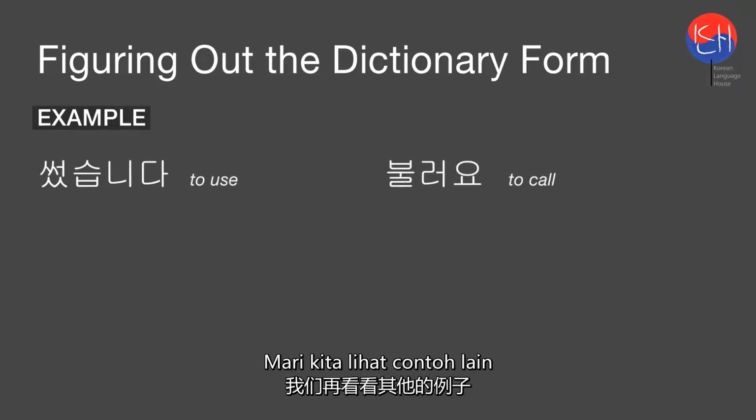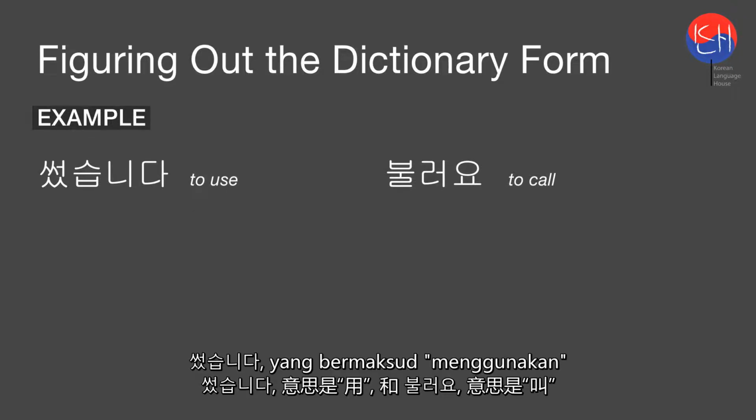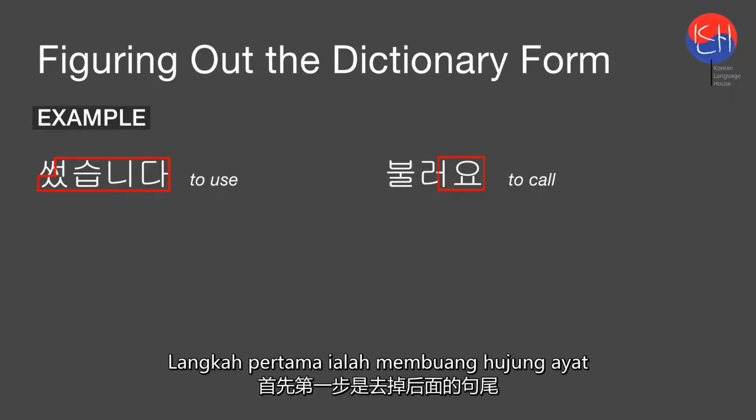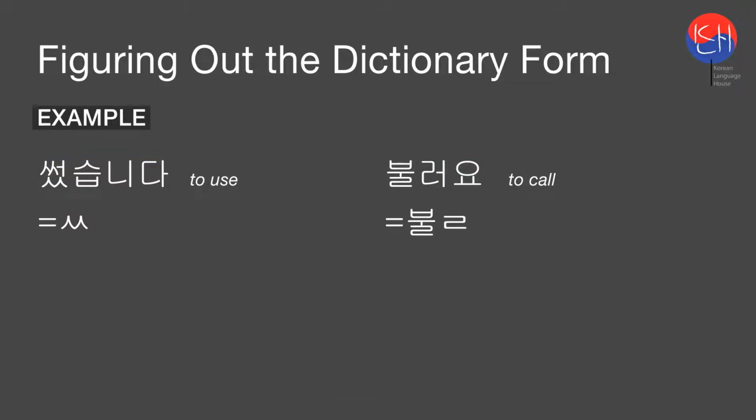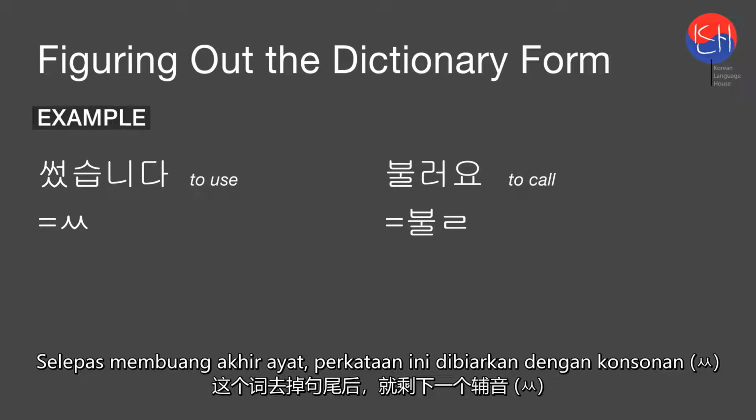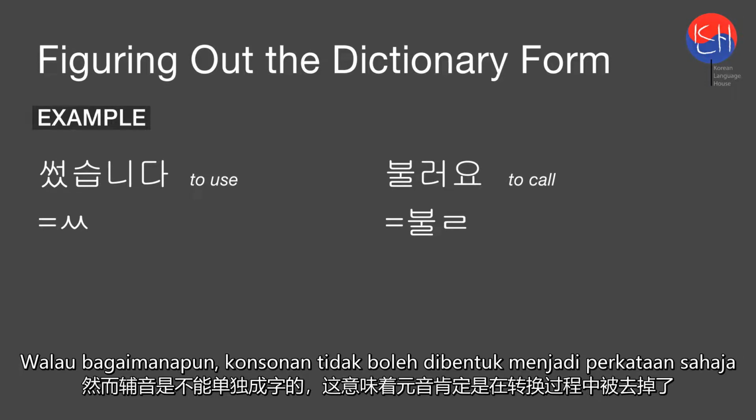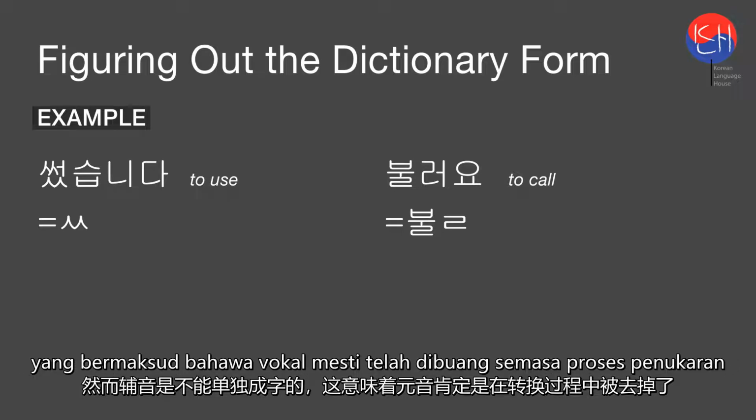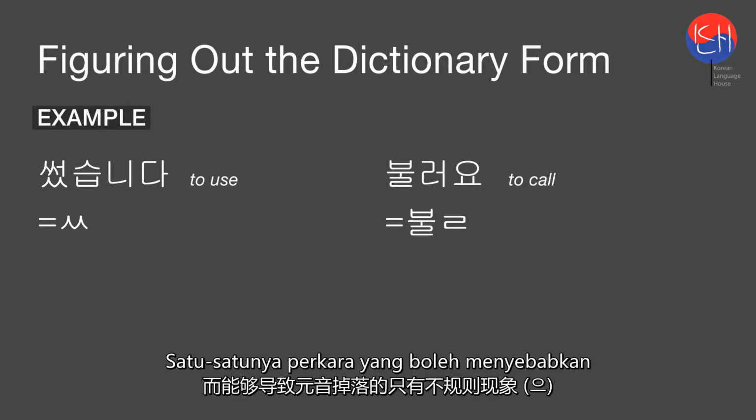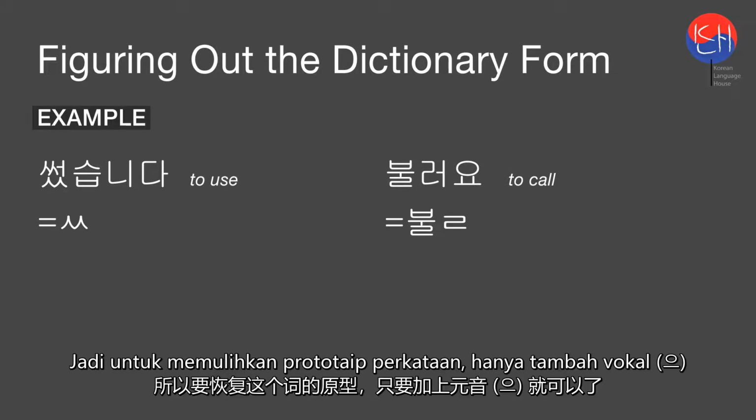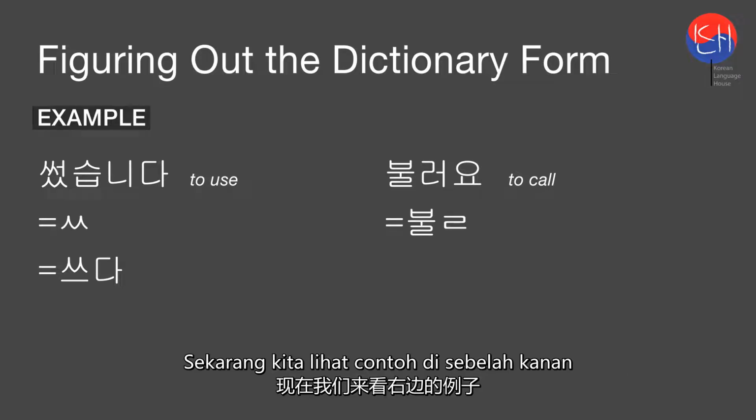Let's look at a couple more examples. 썼습니다, which means to use, and 불러요, which means to call. Again, the first step is to remove the conjugation. Let's look at the one on the left first. Notice how we're left with nothing but a consonant. Remember that a consonant alone cannot form a word, so this must be a case of omitted vowel. And the only irregular rule that will cause the omission of a vowel is the ㅡ irregular. Which means that in order to get the dictionary form, all you need to do is add ㅡ back to the word.